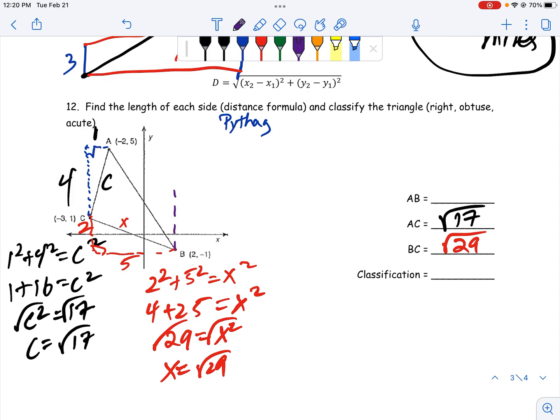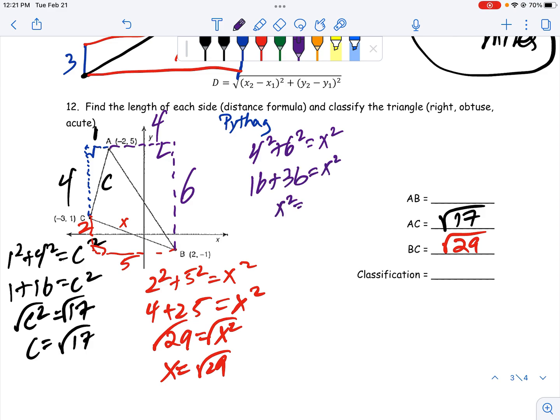Lastly, let's find AB. Again, you could always use the distance formula 3 different times, okay? Or I could, this seems easier to me. I like this way better. Here we go. So how many units did I travel up and down? I went from 5 to -1, which is 6. Then how many units I travel left to right? -2 to +2 gives me 4. So I do 4 squared plus 6 squared equals x squared. That's 16 plus 36. So x squared equals 52. X equals the square root of 52.